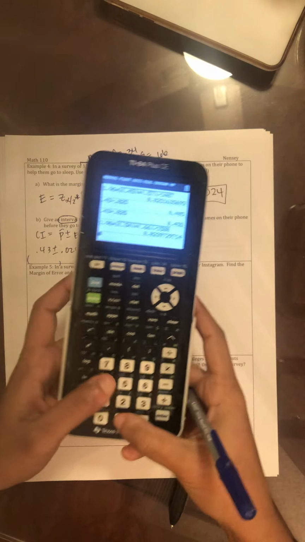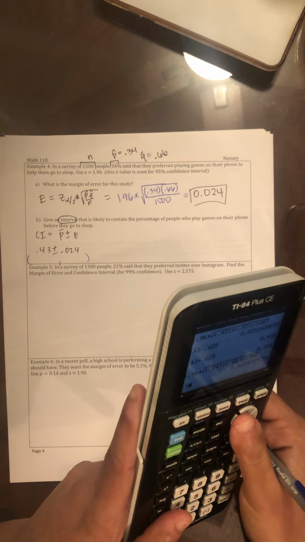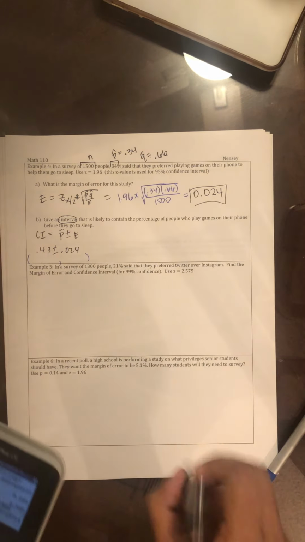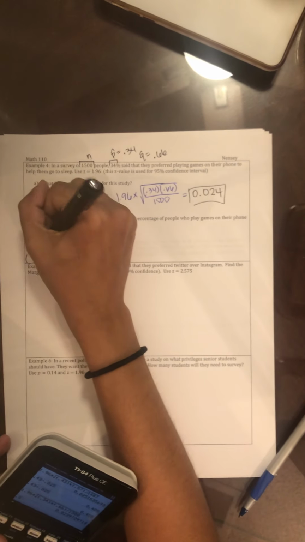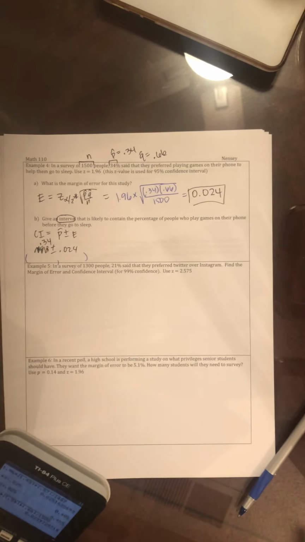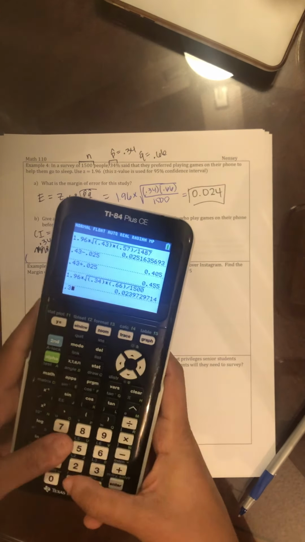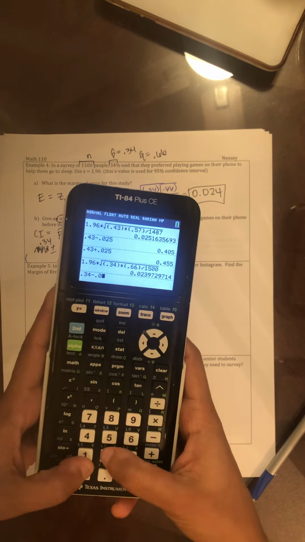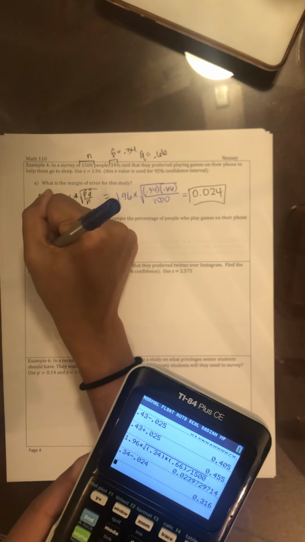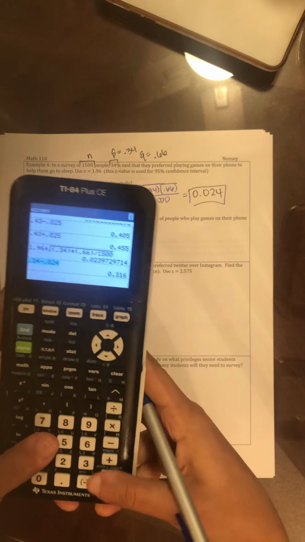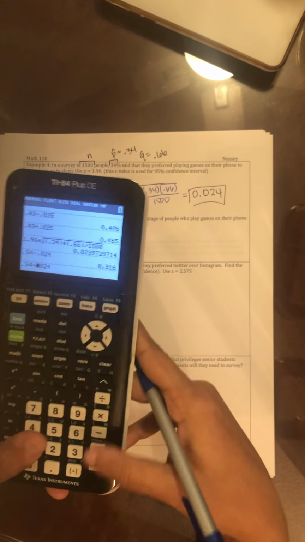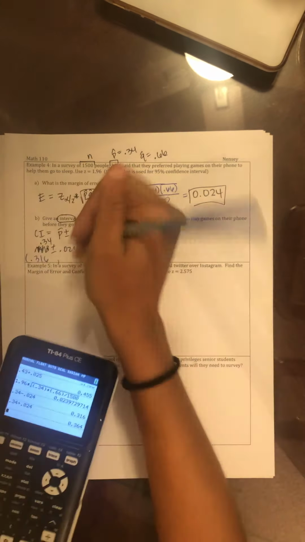I'm going to solve my problem, and I'm going to write my confidence interval right here. Oh yeah, this is 0.34, I'm sorry. So I'm going to do 0.34 minus 0.024. I'm going to get 0.316, and I'm going to do the same problem, except I'm going to add. And again, it's always the lower and then the upper, so you can get 0.364.